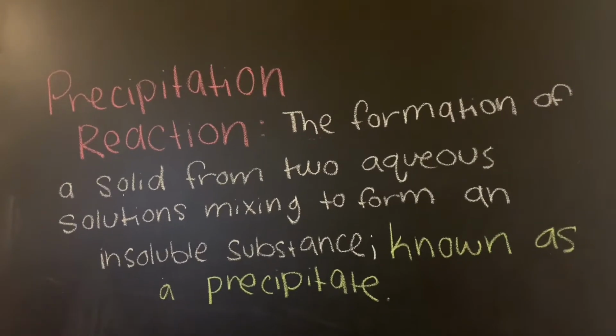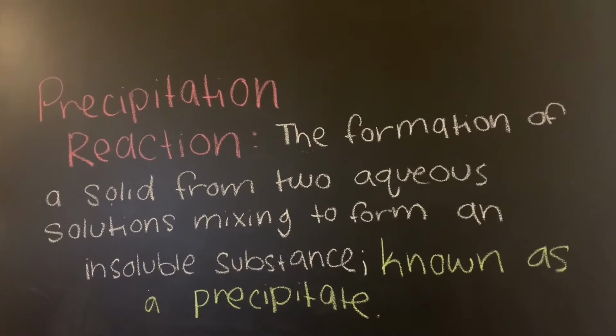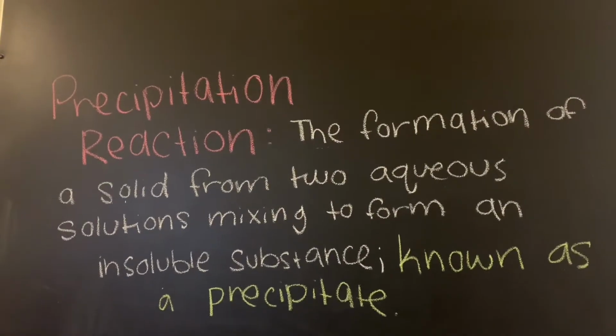A precipitation reaction is known as the formation of a solid from two aqueous solutions mixing to form an insoluble substance known as a precipitate. When dealing with precipitation reactions, there are rules that need to be followed. Solubility charts are used to determine whether two solutions will react together to form a precipitate. Why don't we go ahead and look at some of those now?